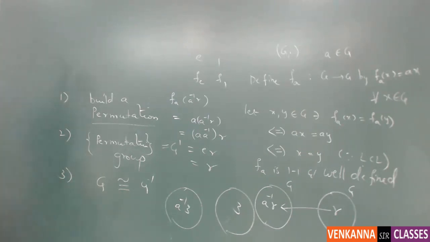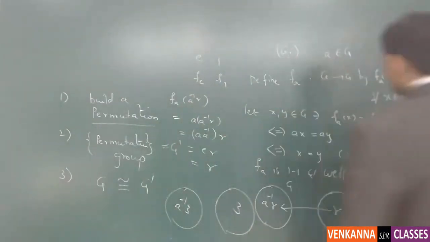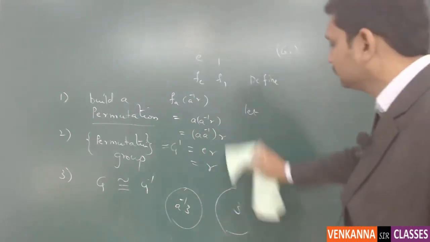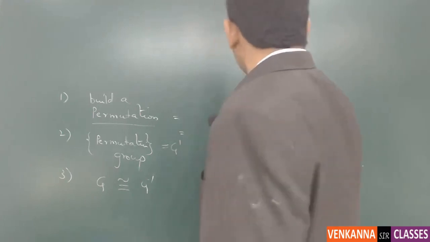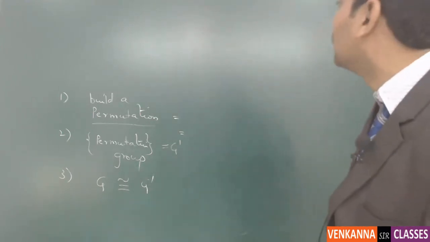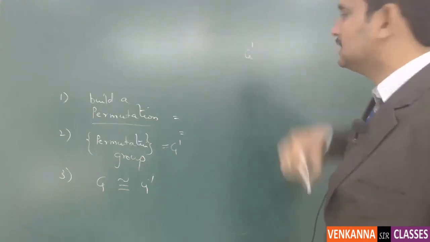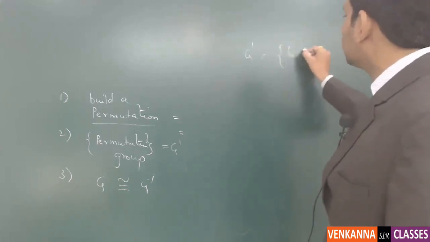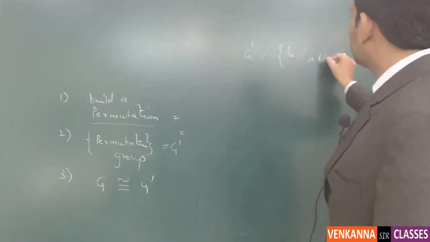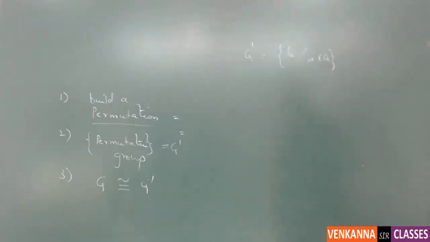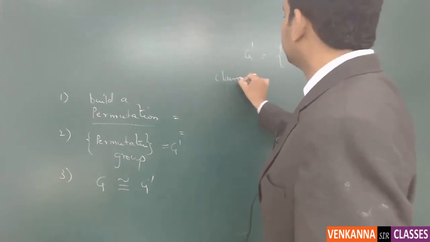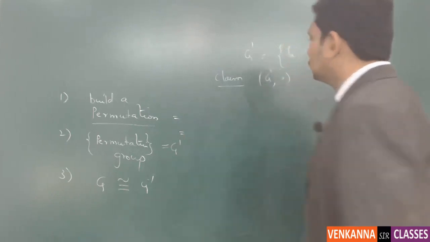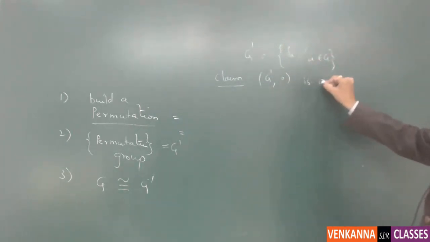Right. So, in the second level, you need to form a permutation group. So it means that I am writing a set G dash, which contains the set of all permutations FA such that A belongs to G. Now, my claim is I have to prove that G dash, with respect to composition of mappings, is a group.